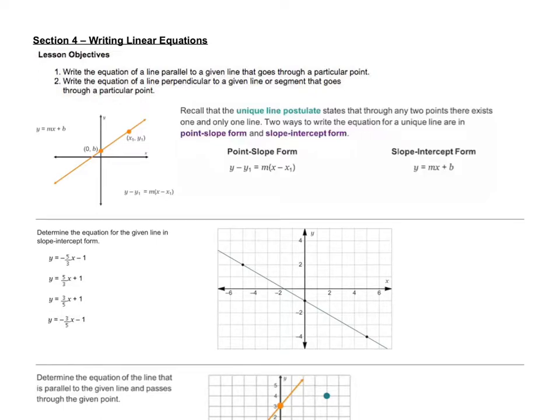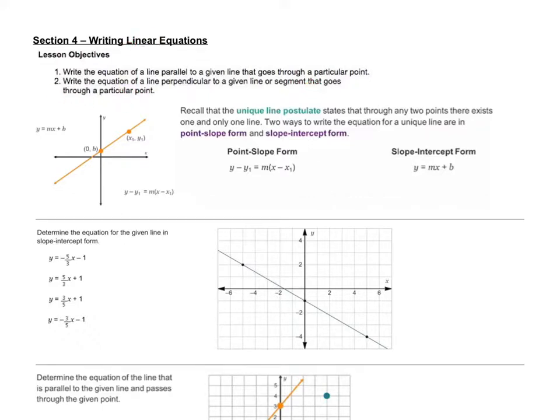Hello and welcome to yet another installment of the geometry videos. This is a video over section 4, and this is about writing linear equations. Our objectives today: we want the equation of a line parallel to a given line that goes through a particular point. We want to write the equation of a line perpendicular to a given line or segment that goes through a particular point.